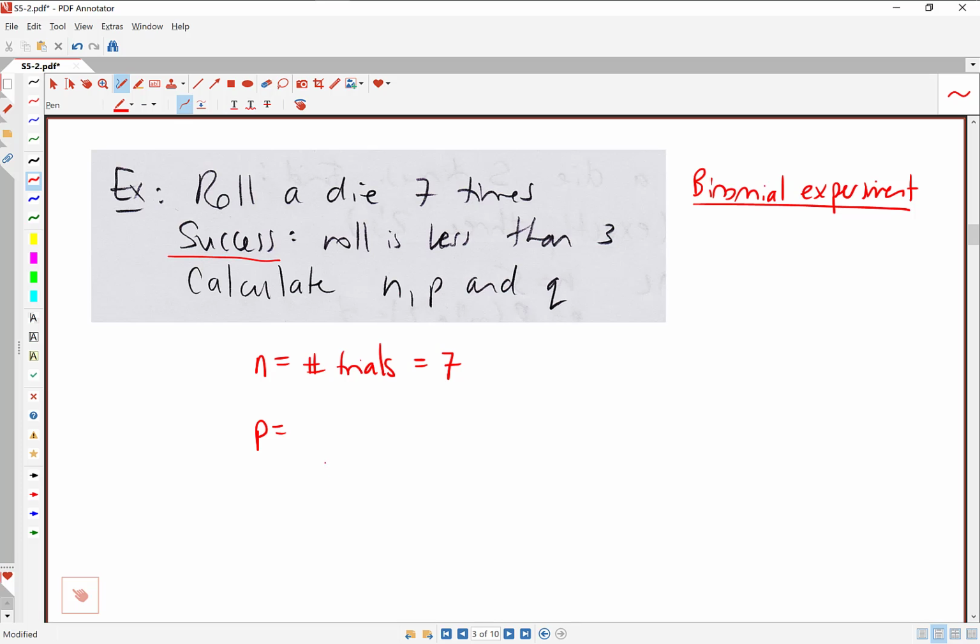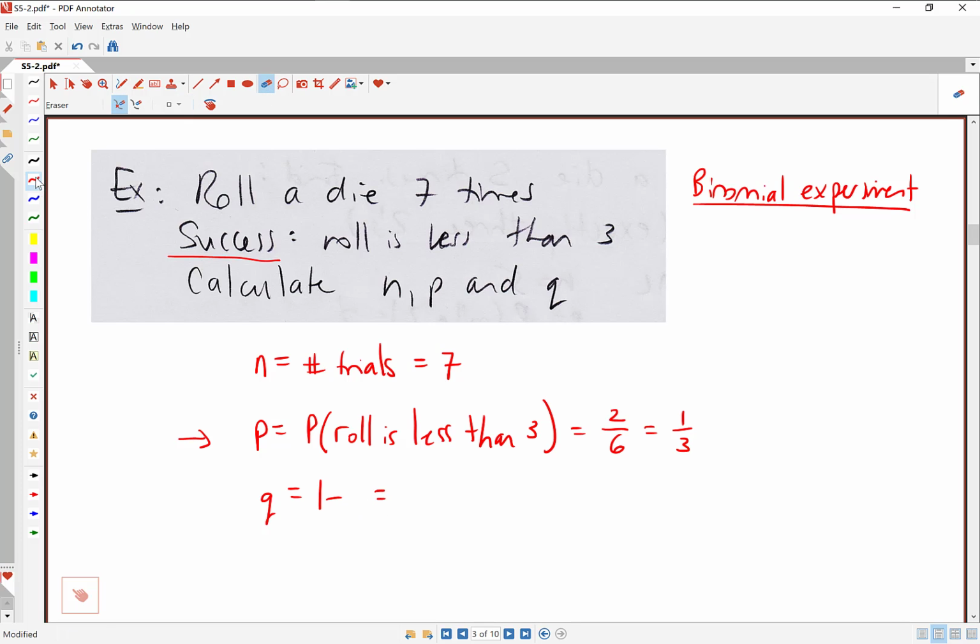P is our probability of success on a single trial. So we just have to ask ourselves, what's the probability that a roll is less than 3? So you're just thinking now about one roll of the die and asking yourself, what's the probability that the roll is less than 3? Well, rolls that would satisfy that would be a roll of 1 or a roll of 2. So that would be 2 ways out of 6. So let's call that 2 out of 6, or better, let's call it 1 out of 3. And then to get Q, you're just always going 1 minus P. So 1 minus 1/3 is 3 out of 3 minus 1 out of 3, 2 out of 3.